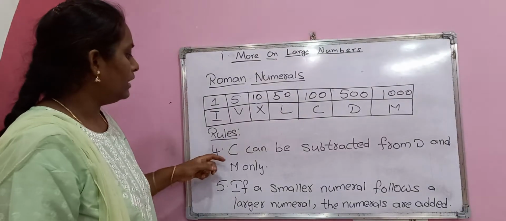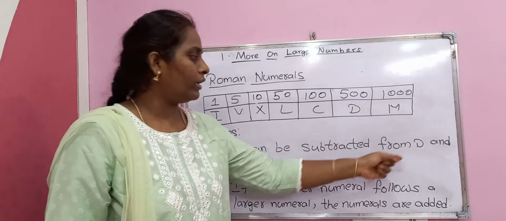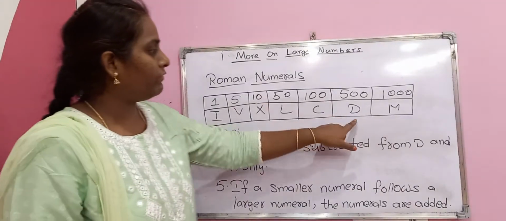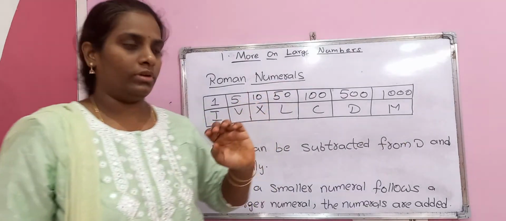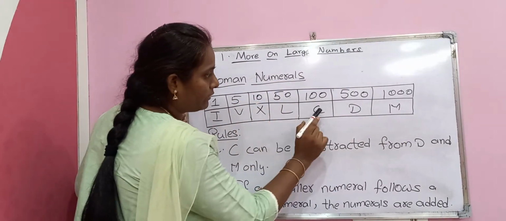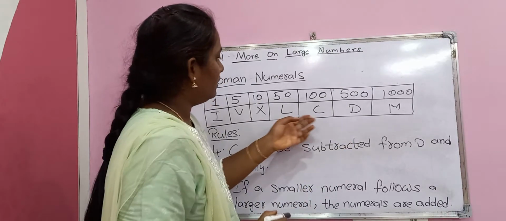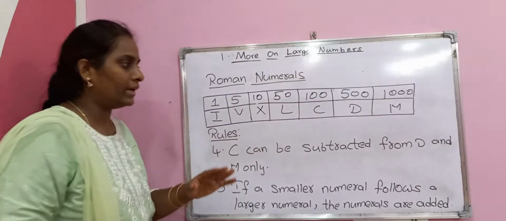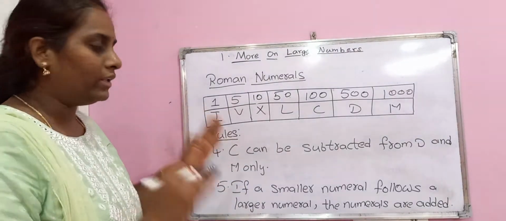And fourth rule. C can be subtracted from D and M only. Here C. C is subtracted from D and M only. I is subtracted from V and X. L is subtracted from C and D. And C is subtracted from D and M only. Okay, don't forget the rules. Remember the rules by heart.